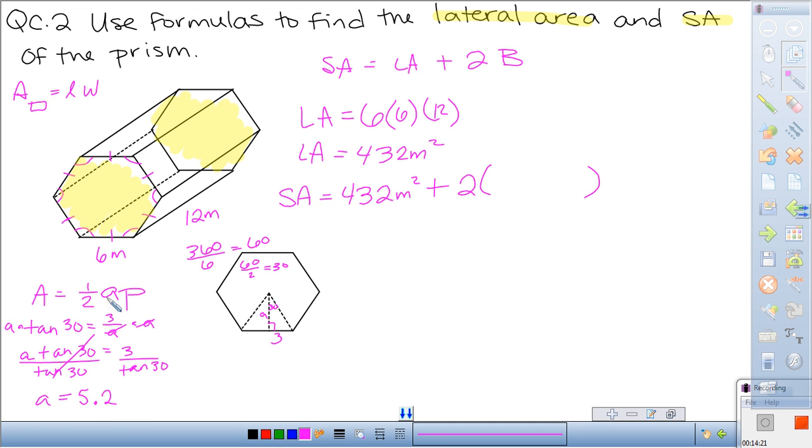Now that I know my apothem, I can plug all this in, plus 2 times, we're going to do 1/2 times the apothem, which is 5.2, times the perimeter, which we said earlier was 36. Remember that these cancel, and from there you can just put this into your calculator. 432 plus 5.2 times 36, and you should end up with about 619 meters squared.